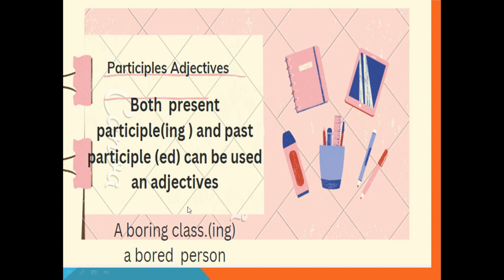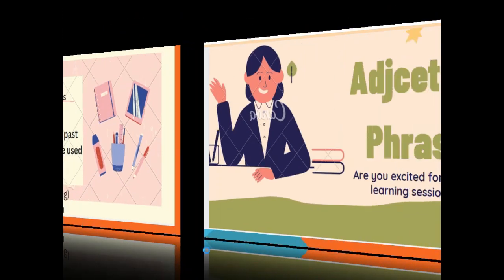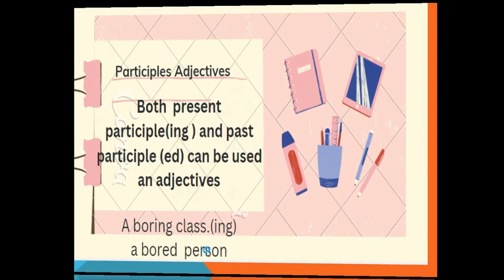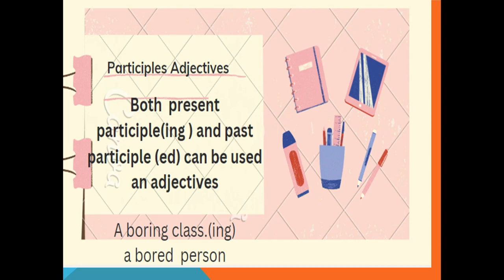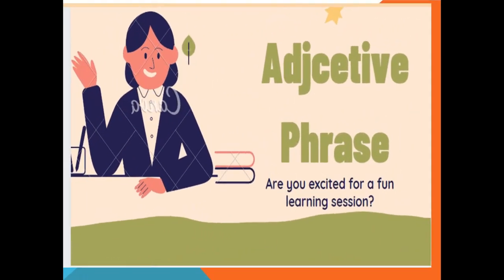For example, we can say a boring class. Here the word boring is an adjective. This is called a participle adjective. Another example is the living things. Living here is used as a participle adjective. Another is a bored person. Here bored is also an adjective, and person is the noun it modifies. Another example is a failed student. Here the word failed is an adjective, modifying the word student.